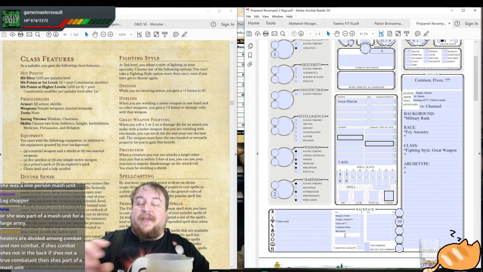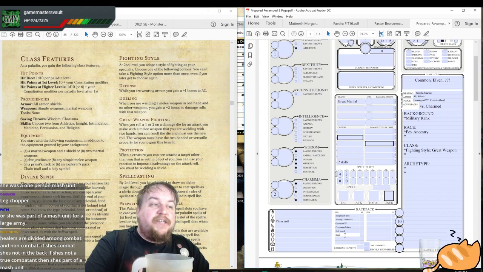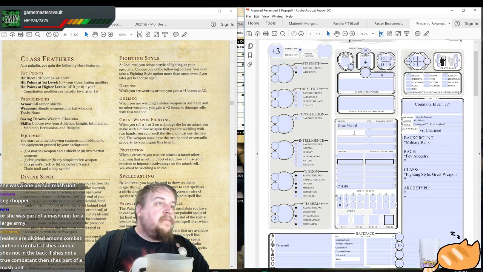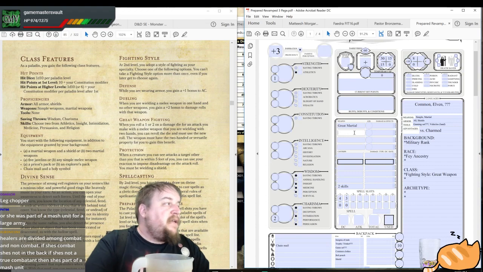So because we're going to just sort of by default give her this great weapon, I'm going to put a shield in her inventory for consideration. So we have a great martial weapon, and she gets any simple melee weapon. So that could be something just like a mace.